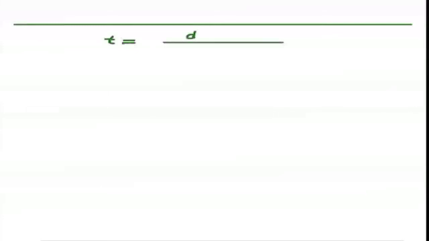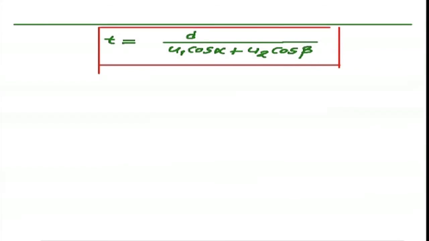d divided by u1 cos alpha plus u2 cos beta, which is the desired time, which is the time at which these two projectiles will collide.